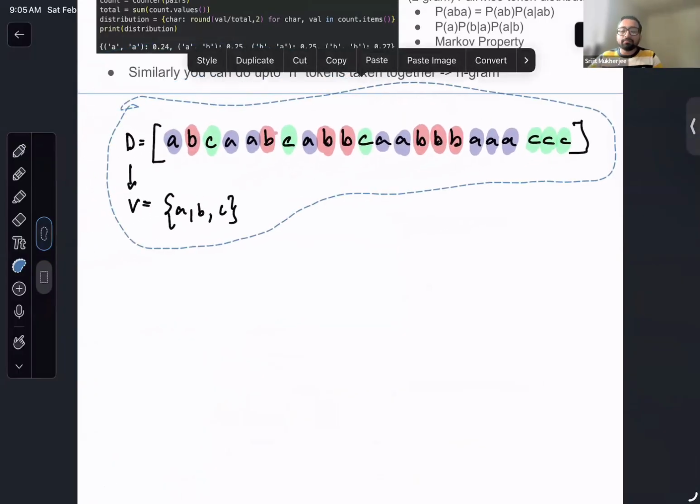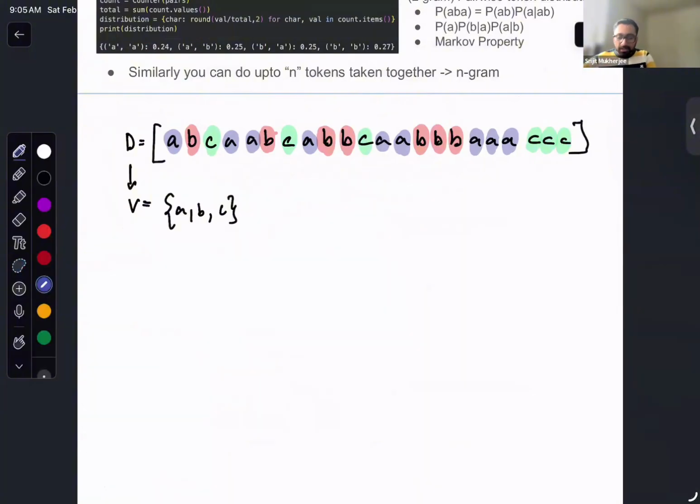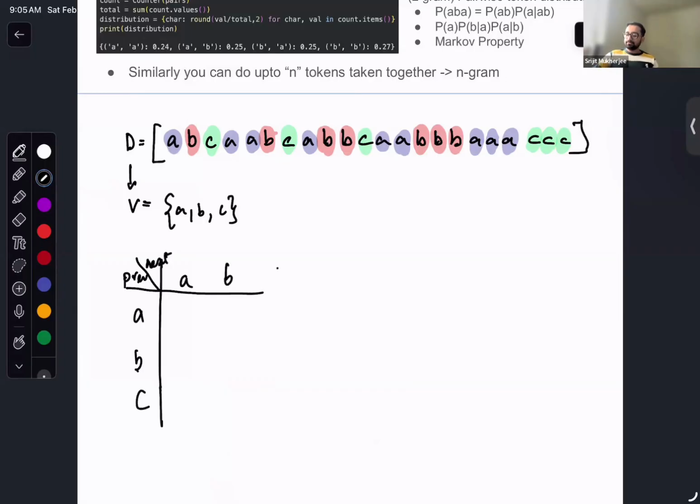So what is 2-gram modeling? Probably you have guessed it by now. It's modeling pairs at a time. Okay, so we'll draw a matrix like this. This is previous word, this is next word or character. Here's A, B, C. Here is A, B, C. It's a Markov chain, to be very precise.